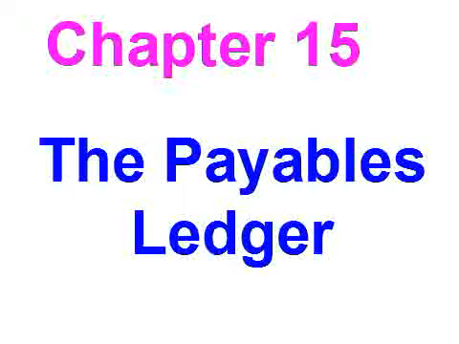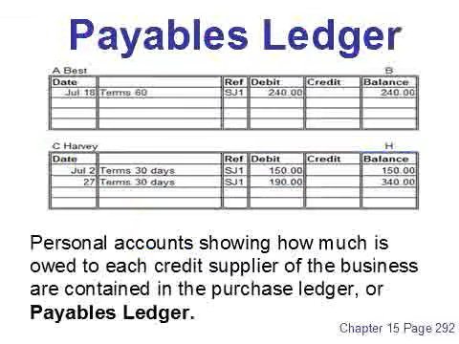Chapter 15. The Payables Ledger. Payables Ledger. Personal accounts showing how much is owed to each credit supplier of the business are contained in the Purchase Ledger, or Payables Ledger.